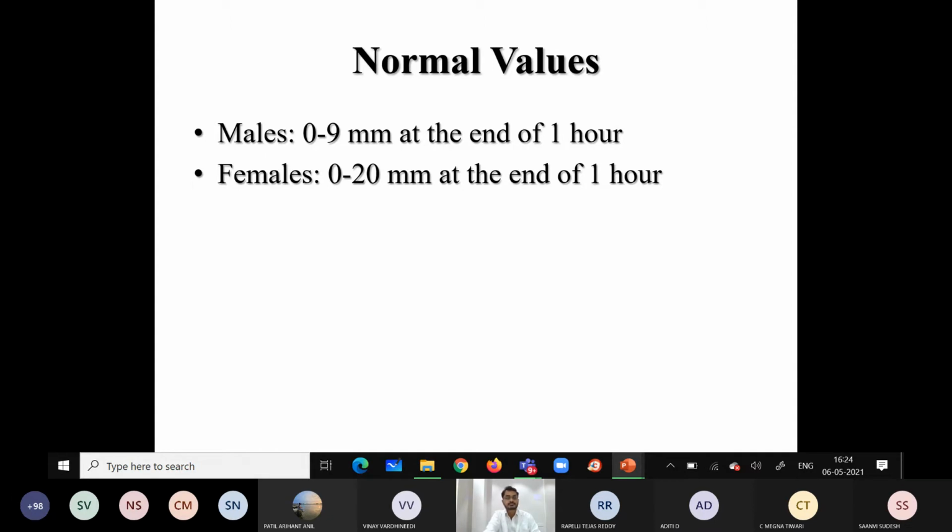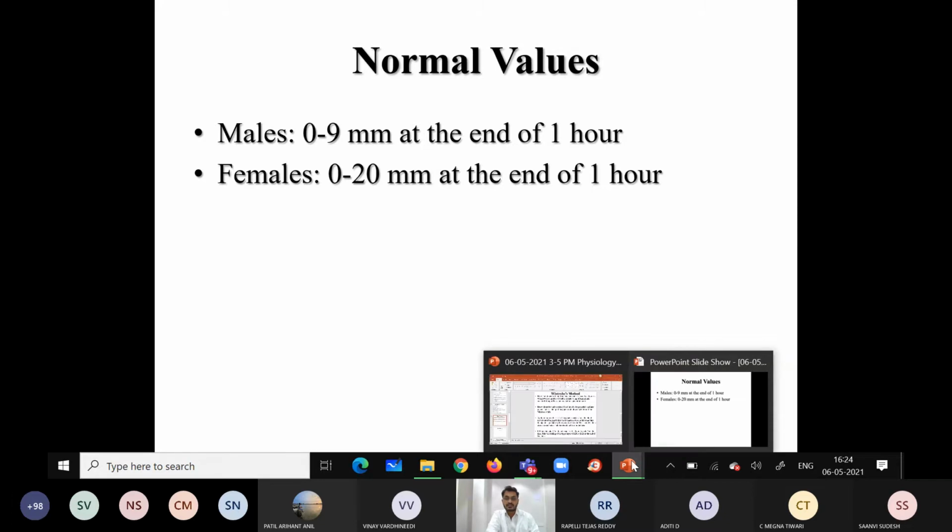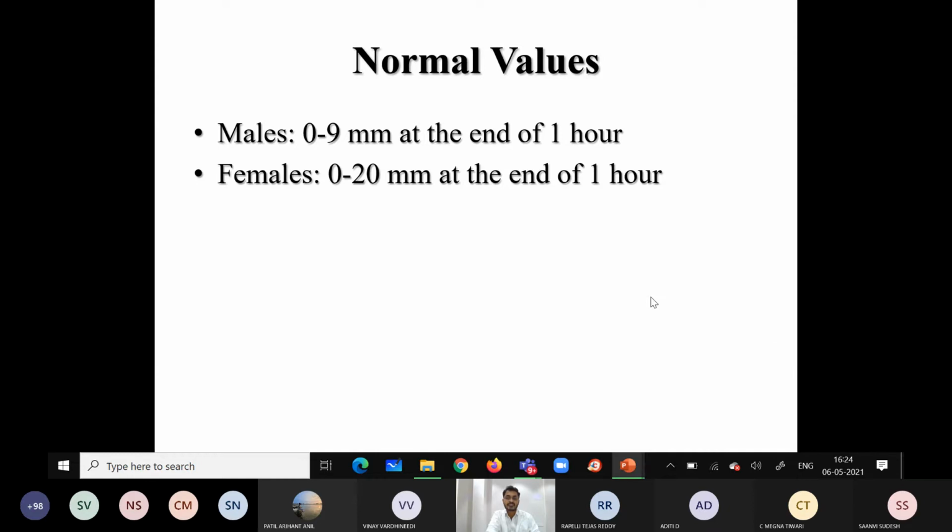Any confusion? And please keep in mind these values till you are practicing medicine. After becoming a doctor also you will be in need of these values. It has very significant clinical importance.